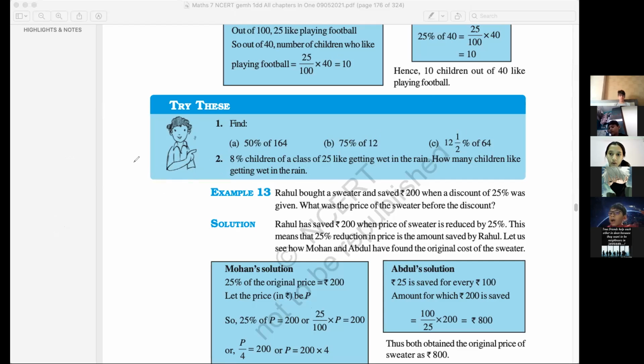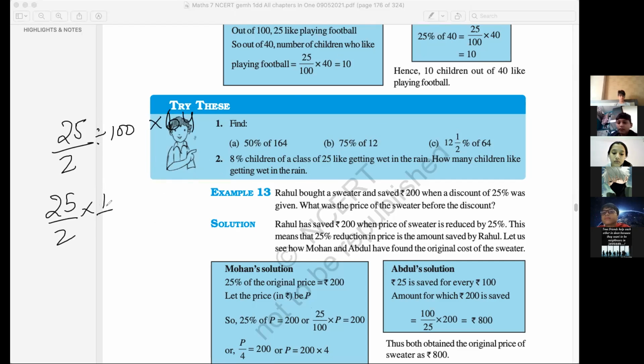You are getting confused. Okay, so I told you that 25/2 divided by 100 you have to do to remove the percent sign, and then into 64. Now divided by 100 is actually into 1/100 into 64. 25 fours are 100. 4 2s are 16, 2 ones are 2, and 2 16. 2 twos are 16, and 2 8s are 16. ये 2 था यहाँ पे. So answer is 8.